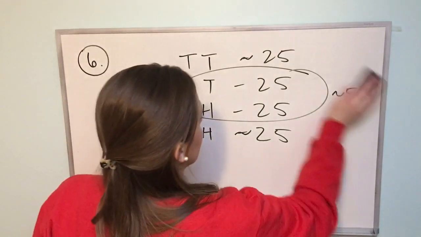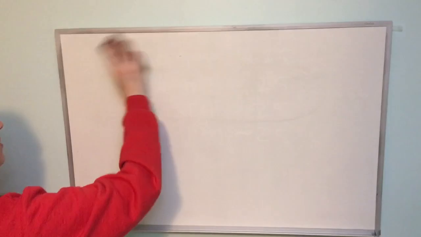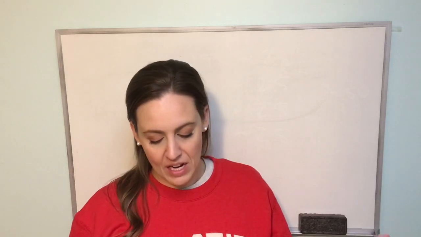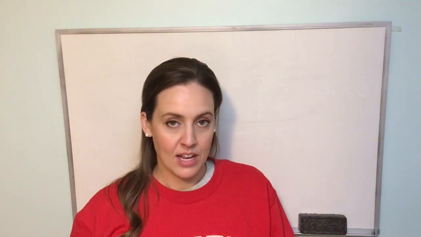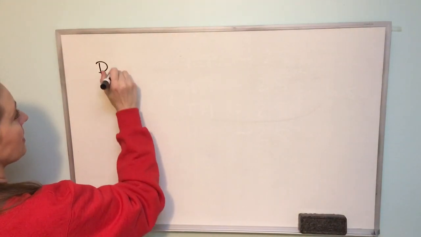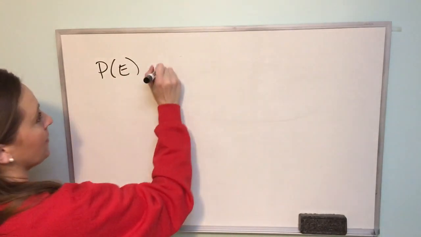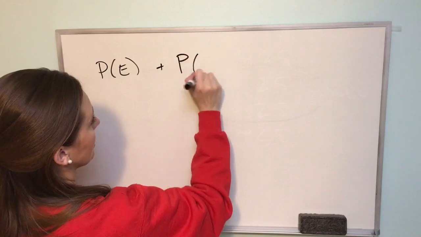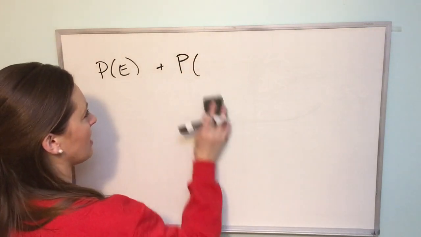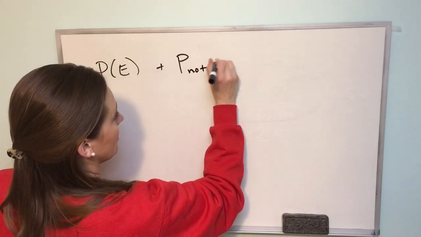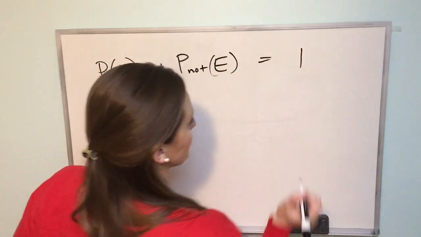Okay, let's talk about number 7. So when we're talking about probability, the probability of something happening plus the probability that something doesn't happen equals 1. So I'm going to write it out in fun stats. The probability of an event, that's what we call it, E means an event, plus the probability, how do they write it? P naught, I think? The probability that the event doesn't happen equals 1.